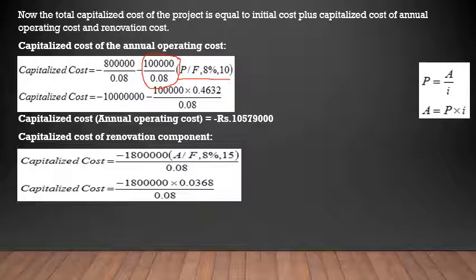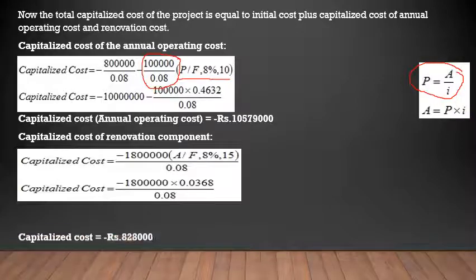So just consider that F and convert that into A using the factor A by F comma 8 comma 15. Now multiply everything by 0.08, that is multiplied by i, in order to convert that into P using this formula. Same formula holds good here as well. So this converts the renovation component into its P.